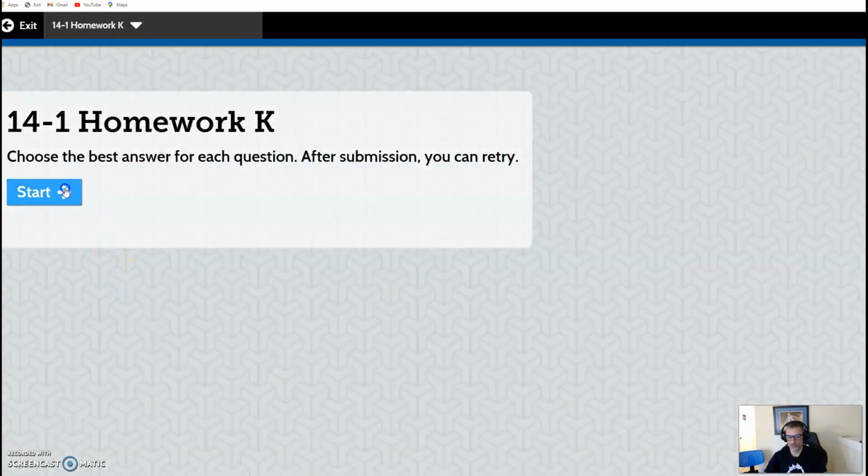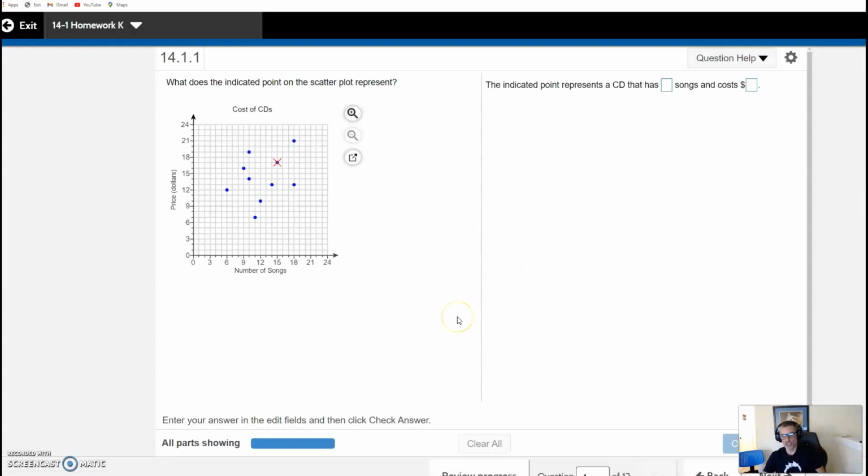All right, so I'm going to do a few problems from the homework. Here's number one. It says, what does the indicated point on the scatter plot represent? They give me this point here that has the little x through it. That's the one they're talking about when they say the indicated point. All right, well, let's take a look.